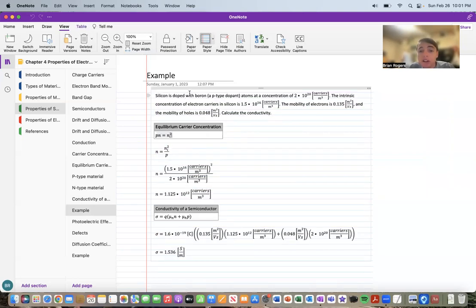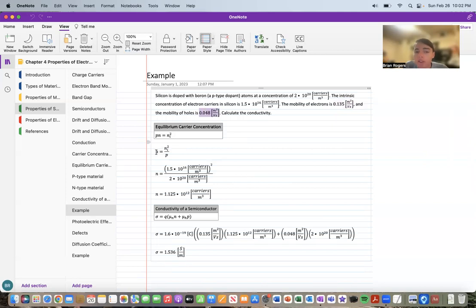So here we're going to see silicon is doped with boron, a p-type dopant. And so boron, remember, has basically 3 electrons, and so it's going to have 1 hole, and it's going to have a concentration of 2 times 10 to the 20th carriers per meter cubed, and the intrinsic concentration of electron carriers is 1.5 times 10 to the 16 carriers per meter cubed. The mobility of electrons is given to us, and the mobility of holes is given to us. So we need to calculate the conductivity.